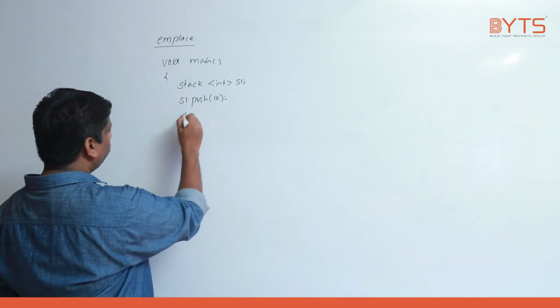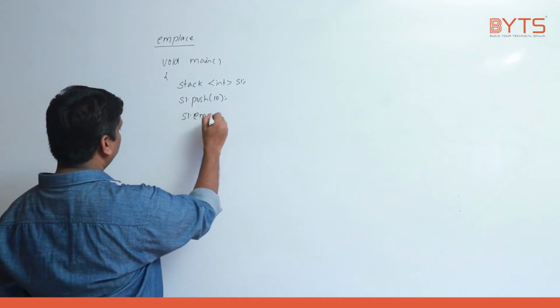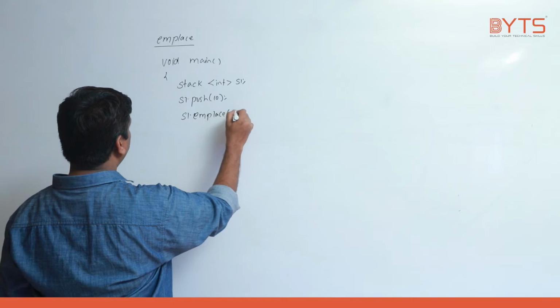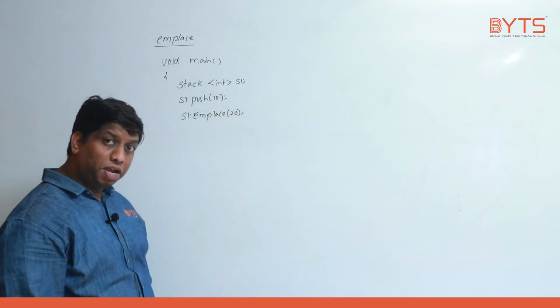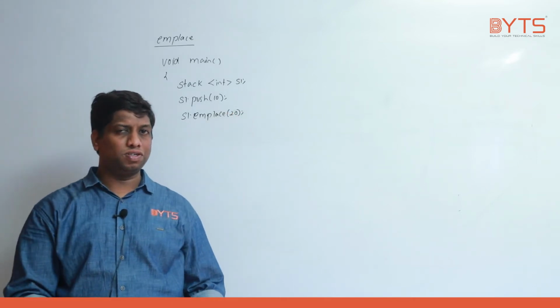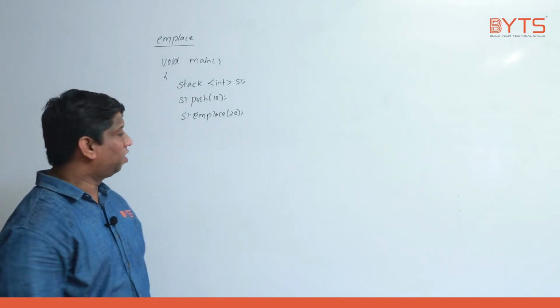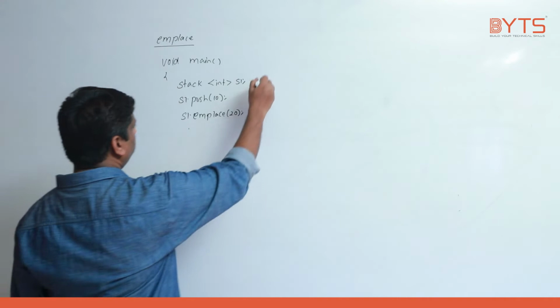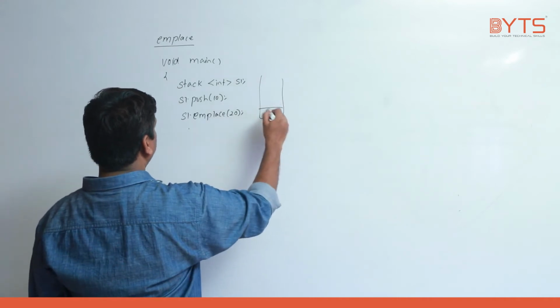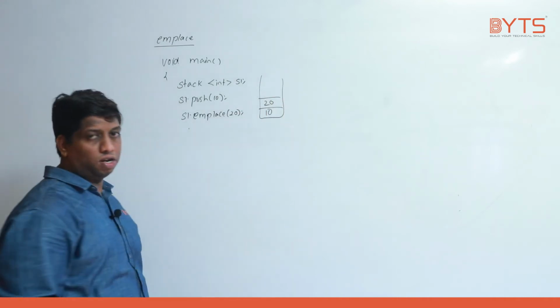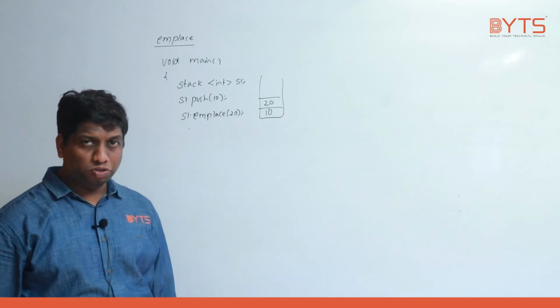Now what am I trying to do? s1.emplace(20). What is the meaning of this line? The 20 object is created and pushed. What is the meaning of the 20 object is created? Actually the object already exists. All predefined integers are already created, right? Fine. So on the stack, 10 is there, 20 is there. I hope this is very clear.